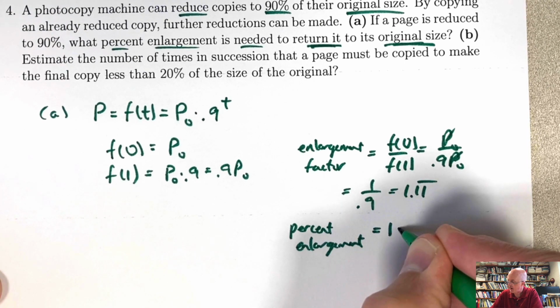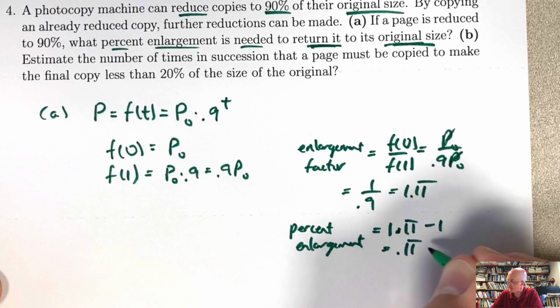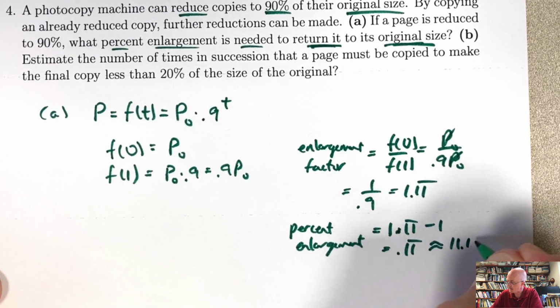would be 1.11 repeating minus 1, which would be 0.11 repeating, which would be about 11.11%.